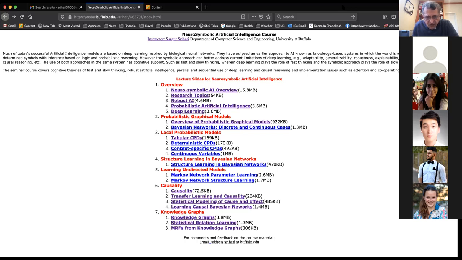And then I go into chapter 3, which is local probabilistic models. This all comes from my advanced machine learning lecture slides. I put that in because some of these might be useful, particularly 3.3, context-specific CPDs, where we're talking about a symbolic structure, like a probabilistic graphical model with many nodes and connections.